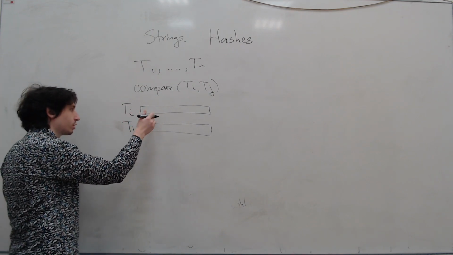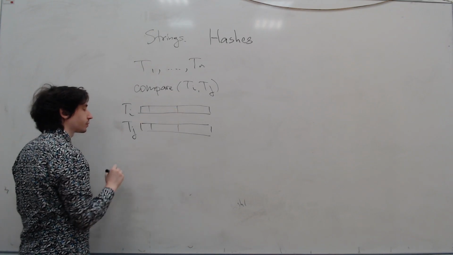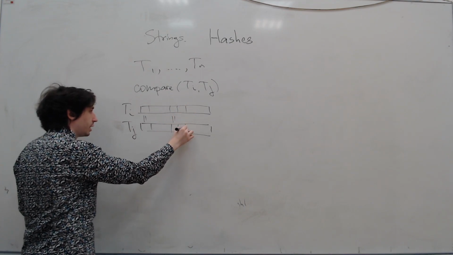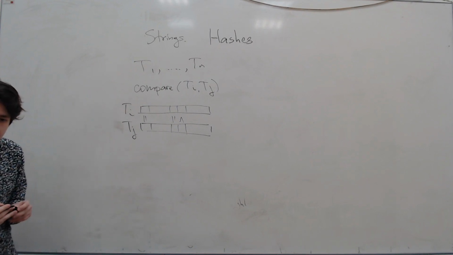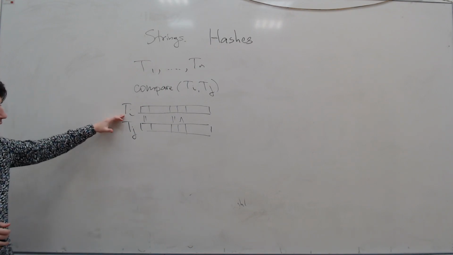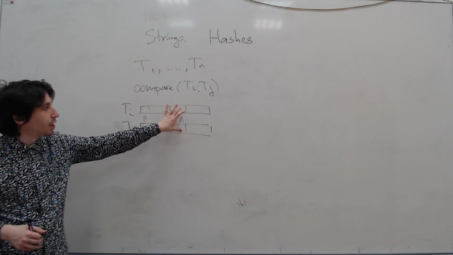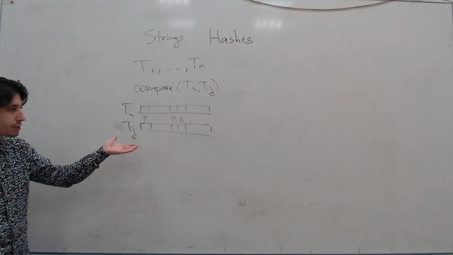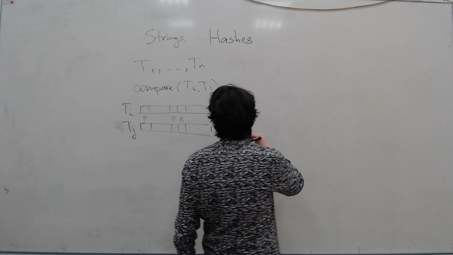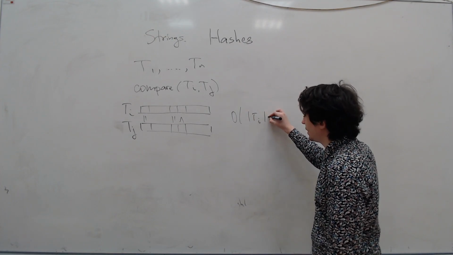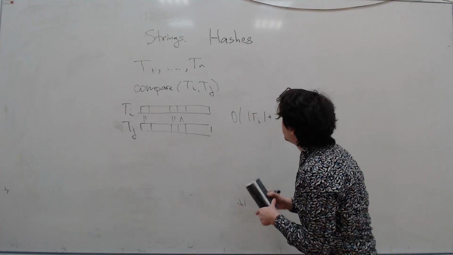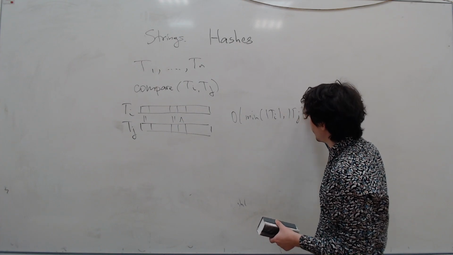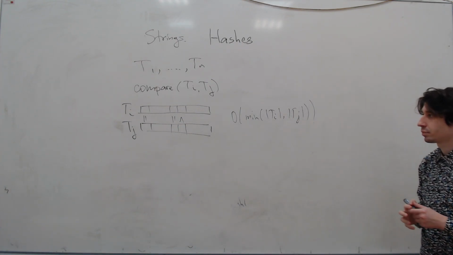You just go one character by one character, while the characters are equal. And then at some point, some character is different, and there you find your comparison, whether tj is bigger than ti or ti is bigger than tj. It is simply to compare the first character that differs. It is obvious that the running time of this algorithm is the minimum of the lengths of the two strings.